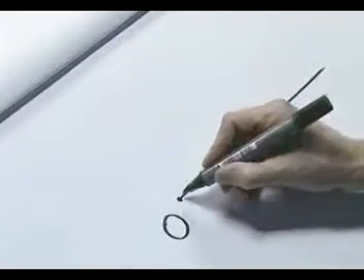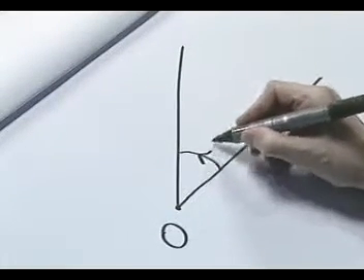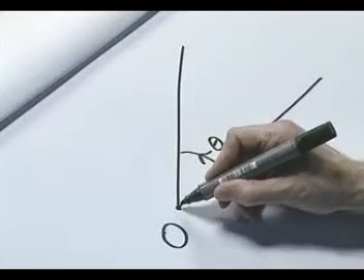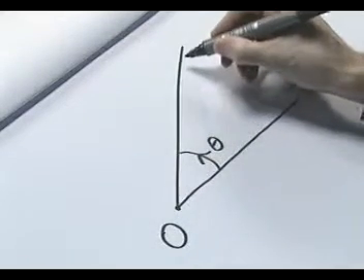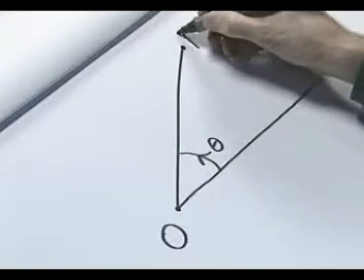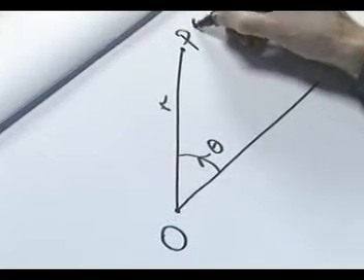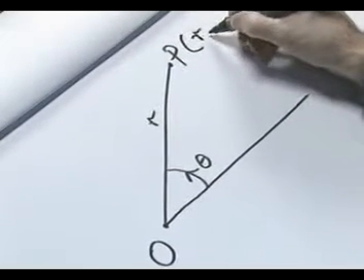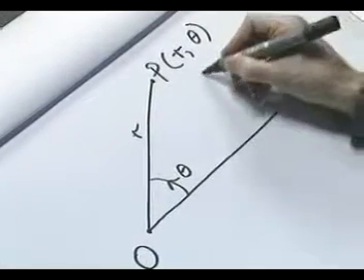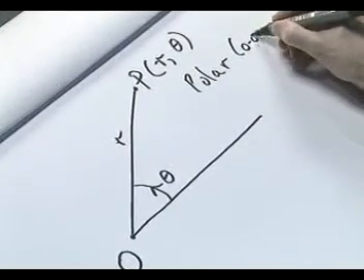We can pass through a fixed angle. Let's call that theta. And then along this radius, we can go a set distance. And we'll end up at a point P. And so the coordinates of that point would be r, theta. And this is our system of polar coordinates.